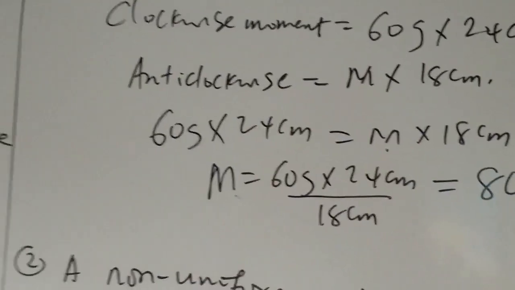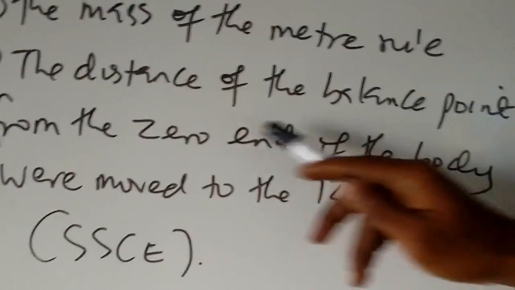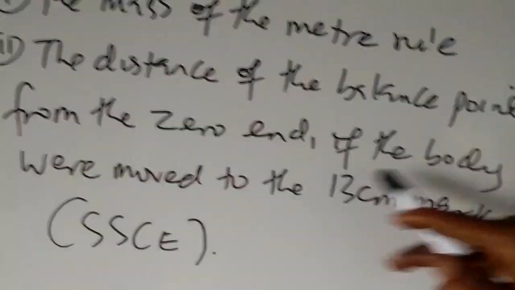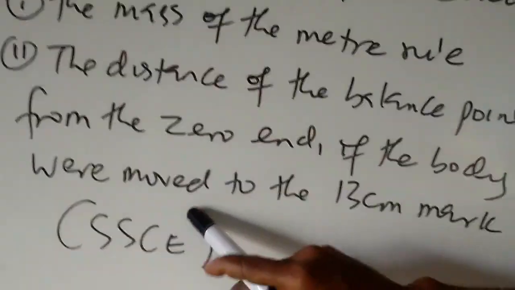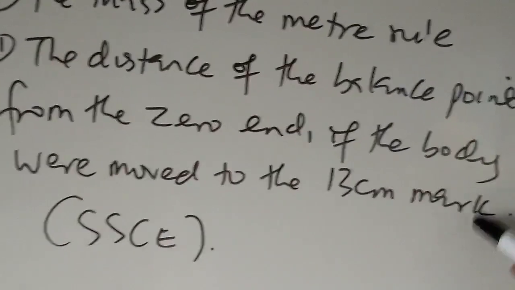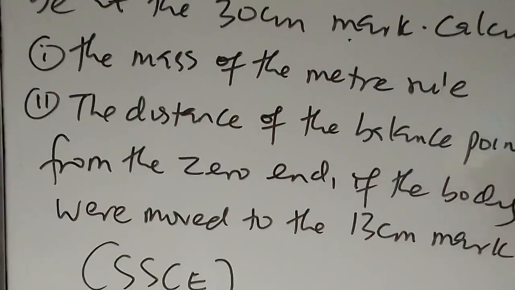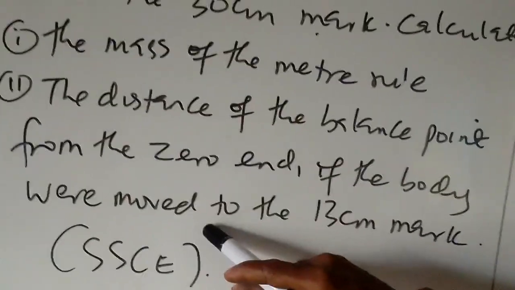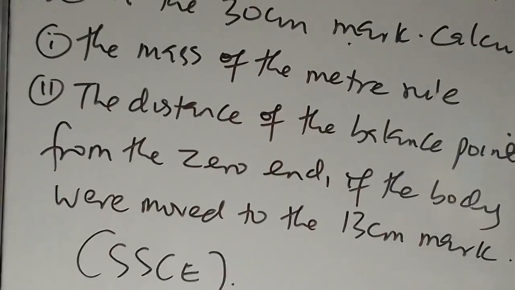So go to number two. On the same question, it says we should calculate the distance of the balance point from the zero end if the body is moved to the 13 cm mark. The distance of the balance point from the zero end if the body is moved to the 13 cm mark. So what do we do? Let's clear this one.